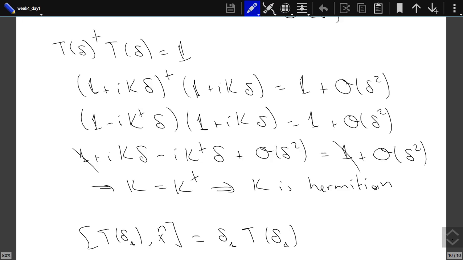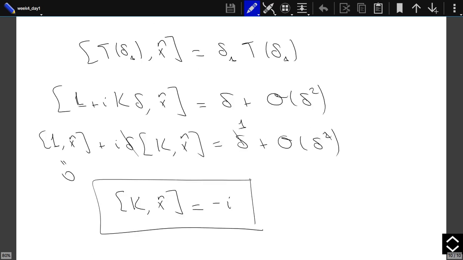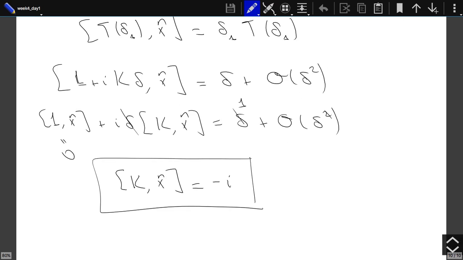And then we looked at its commutation relation with x. The commutation of T with x, we had already derived. This gave us some constraints on the commutator of this K with the operator x. And just expanding everything up to terms of the order of delta, we obtained that the K and x commutator has to be minus i.